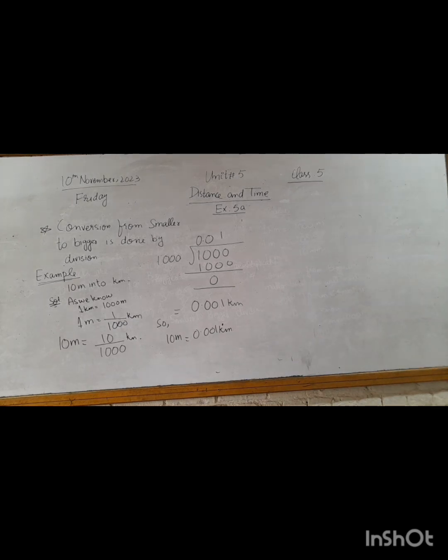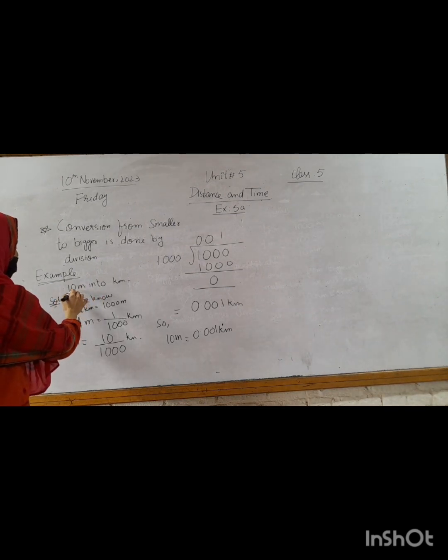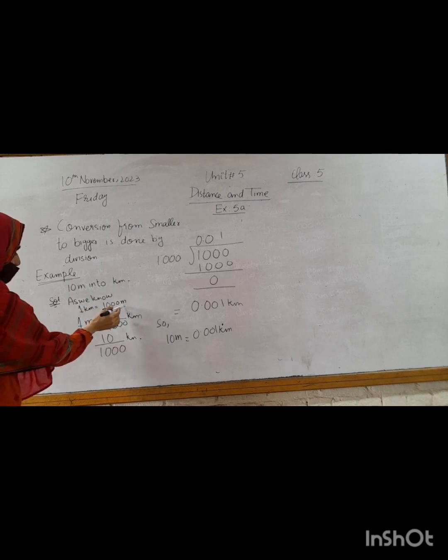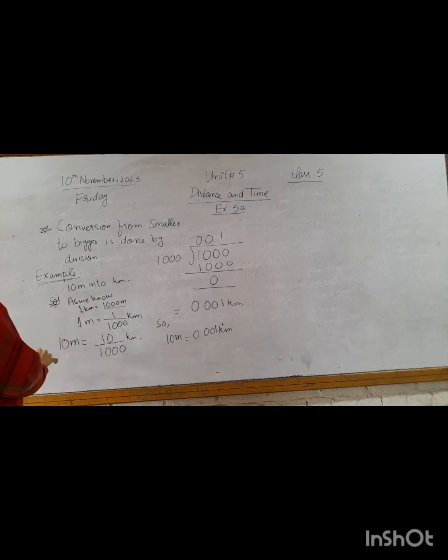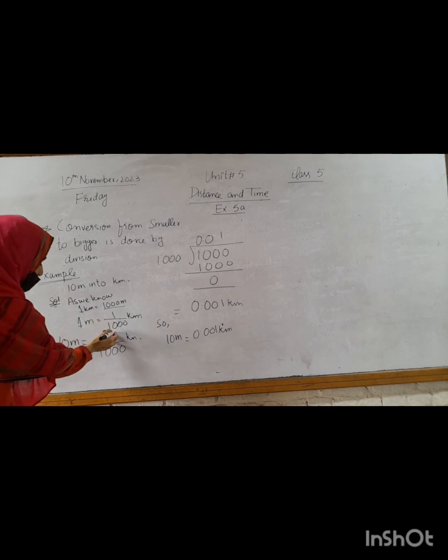So this is the way how we convert smaller unit to bigger unit. As you can see, we convert 10 meter into the kilometer. As we know, 1 kilometer is equal to 1000 meter. And when we convert meter into kilometer, we will divide by 1000.